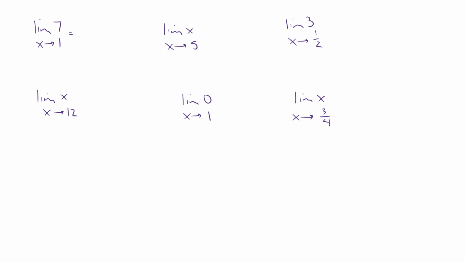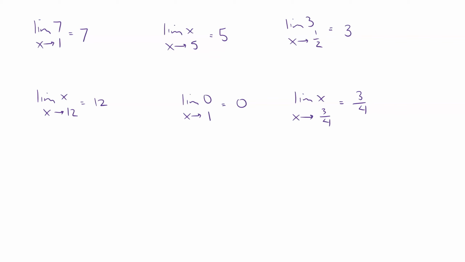The very first one, the limit of 7, is just 7. What's the limit of x as x goes to 5? 5. What's the limit of 3 as x goes to 1/2? It's 3. Then we have 12, we have 0, and we have 3/4. The limit of a constant is the constant. The limit of x as x approaches any number is the number. These two properties are the building blocks for what we need to figure out as we move forward.